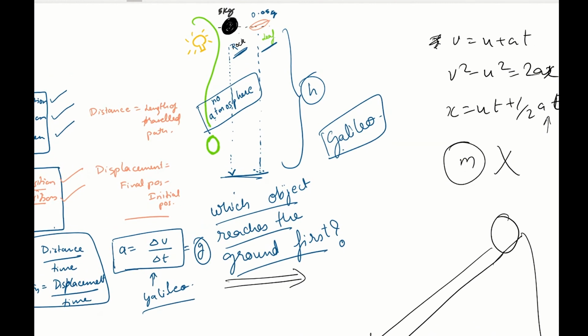Later on we're going to look at motion of different objects in fluids as well, and there you will be able to see how the rates of two different objects and everything varies.